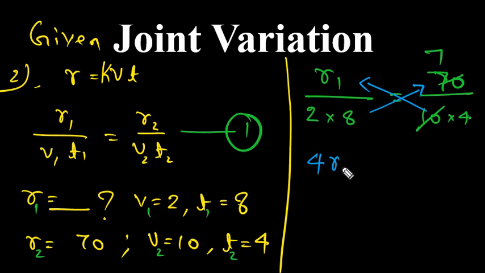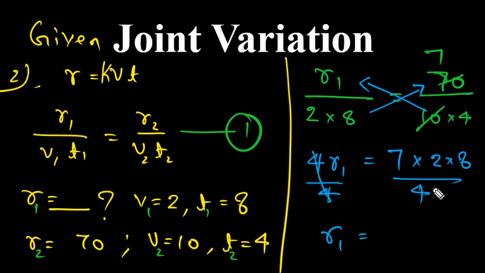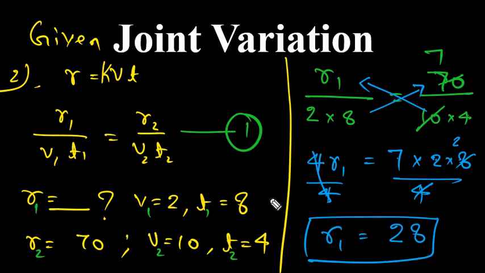So 4R1 equals 7 multiplied by 2 multiplied by 8, divided by 4 on both sides. R1 will be 8 divided by 4, which gives you 2. 2 multiplied by 2 is 4, and 4 multiplied by 7 will give you 28. So the R value is 28.